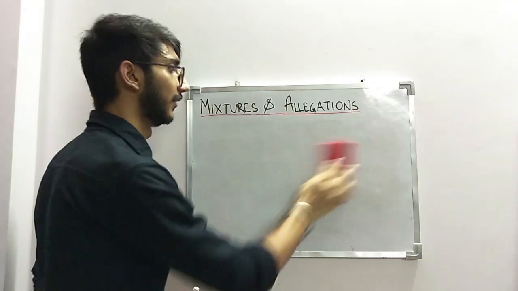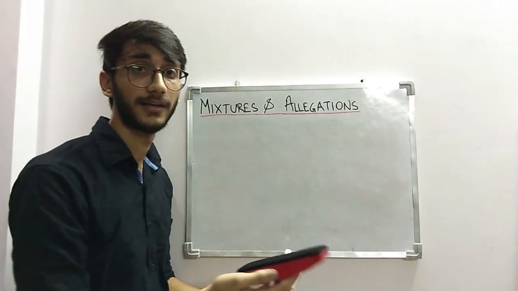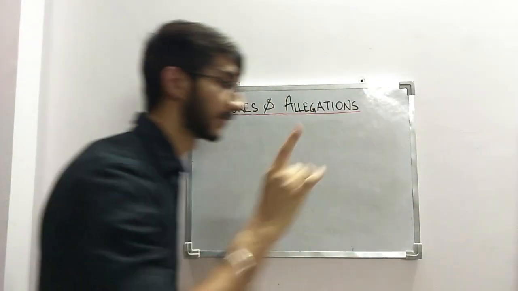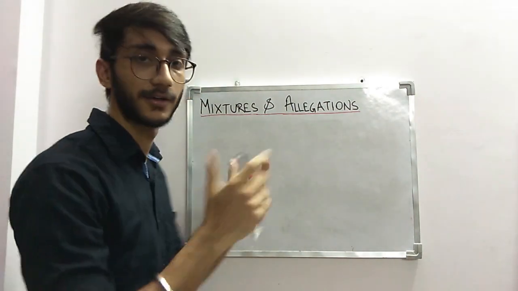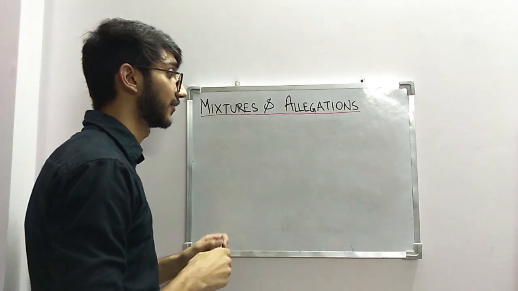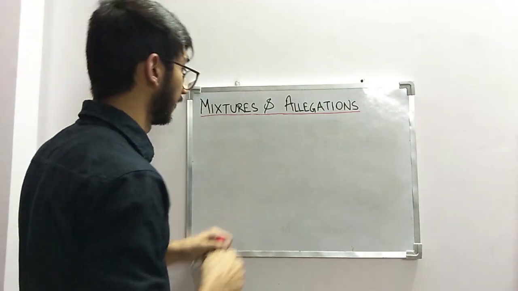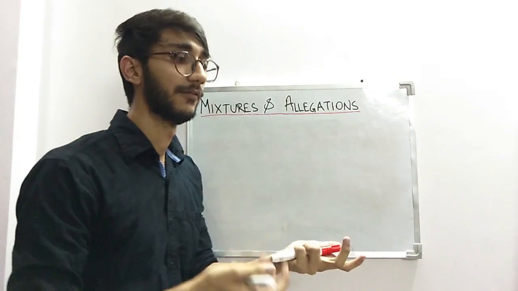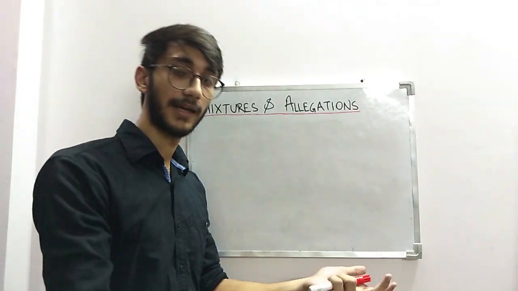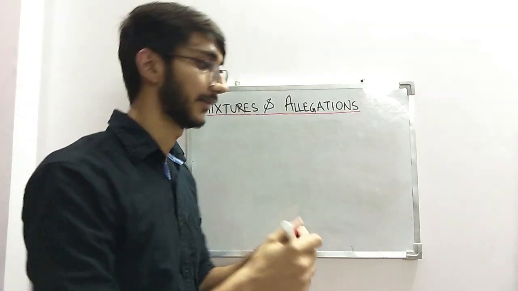Now these are the only types of questions that are asked in mixture and alligations, but there is just one last topic, that is replacement. And replacement is considered to be the most difficult in mixture and alligations. So now what is replacement? In replacement, suppose we have a mixture and we are replacing that mixture with another solution, right?